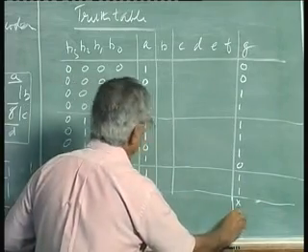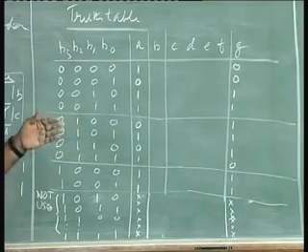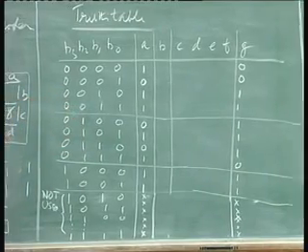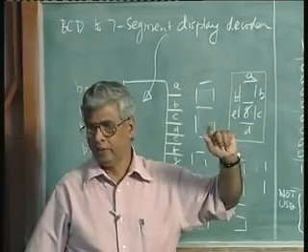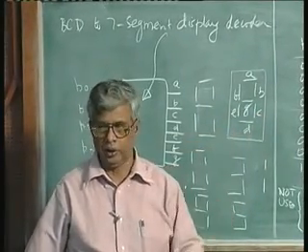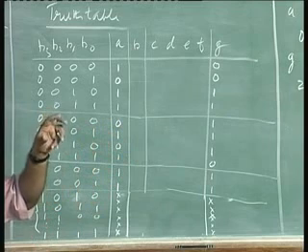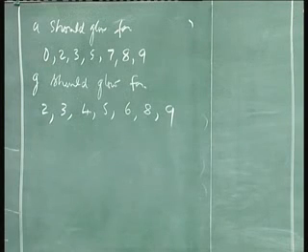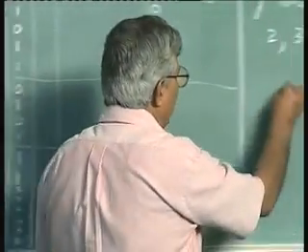You can finish the rest of the table by identifying the segments, identifying the codes or the numbers from 0 to 9 for which B should glow, C should glow, D should glow, and so forth. So having done that, the next job is to do the K-map for A, identify the simplest possible solution, and then implement it using gates. Then do it for B, then do it for C, then do it for D, E, F, G. So let us do it for A, K-map for segment A.